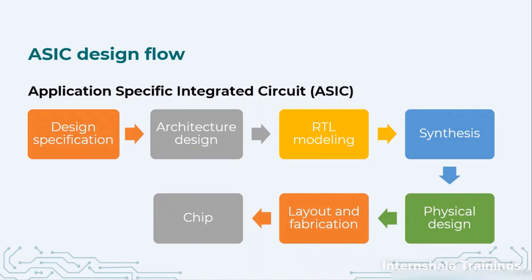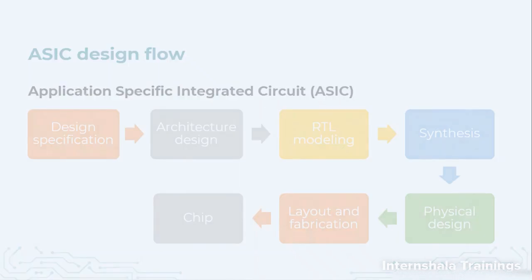We had talked about front end and back end. The first four modules, that means design specification, architecture design, RTL modeling and the synthesis, they are mainly the part of front end. Whereas physical design, layout and fabrication, they are on the back end side.